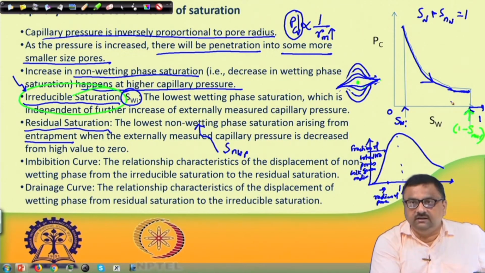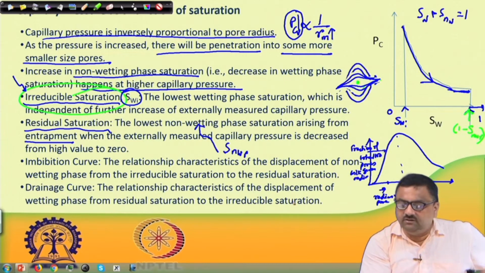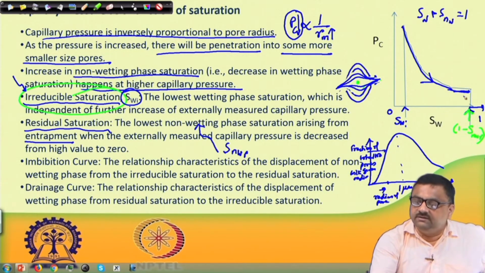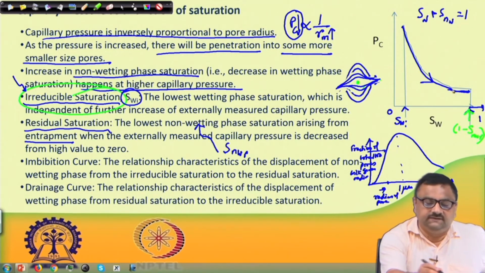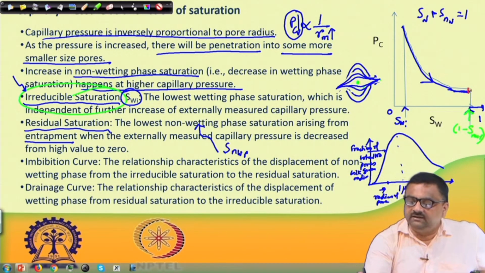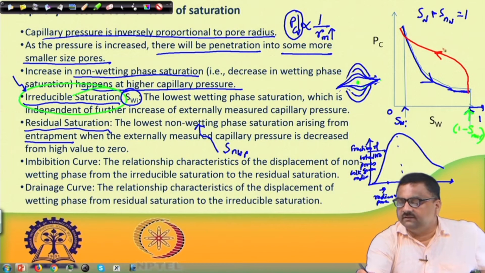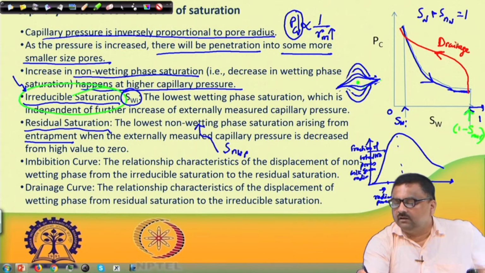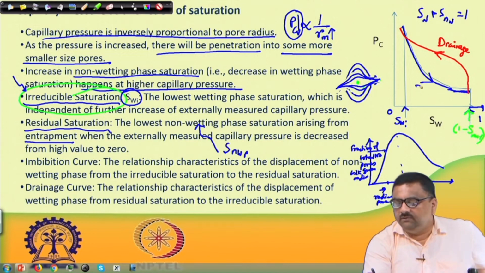This is exactly what we defined in layman's terms as drainage and imbibition. In rigorous terms, the drainage curve is the relationship characteristics of the displacement of wetting phase from residual saturation to irreducible saturation. That means from this side to that side. Generally, when this is gone backward, it may take a shape like this. So, this curve is known as drainage and this curve is known as imbibition.